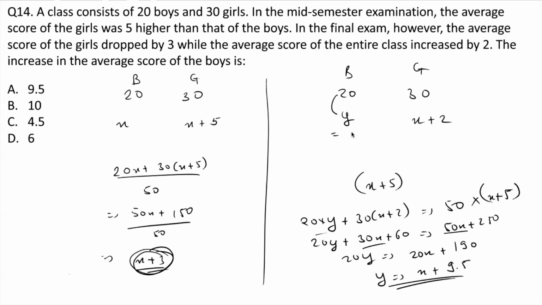So now the new average of the boys is x plus 9.5. The initial average of the boys was x. The final is x plus 9.5. The increase is 9.5. Right?